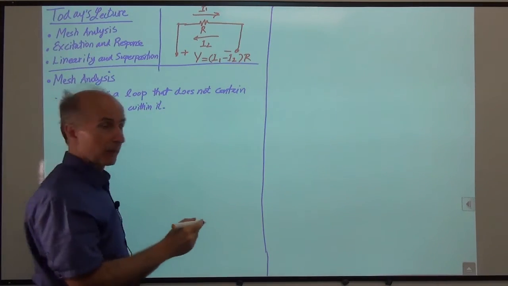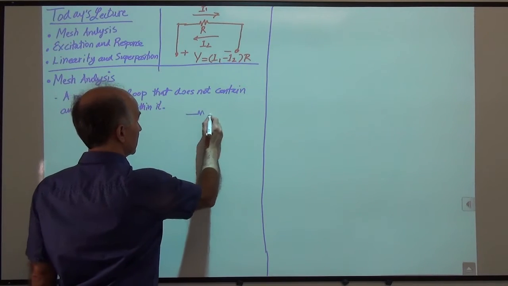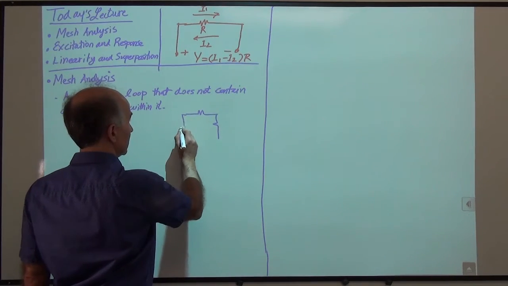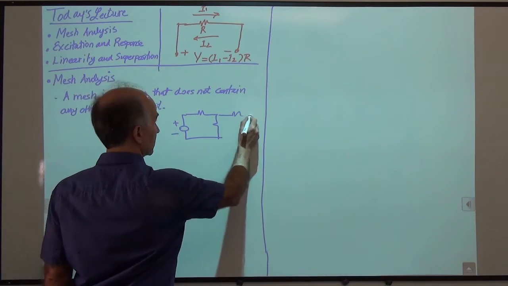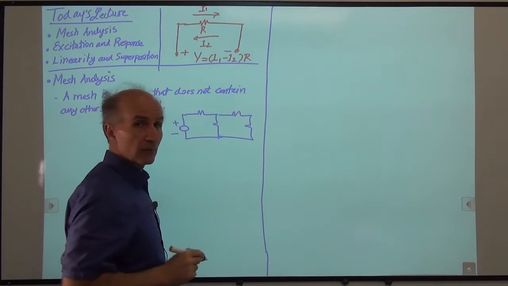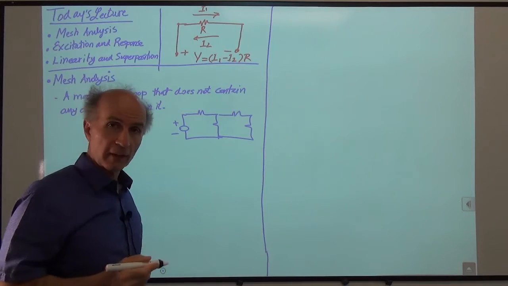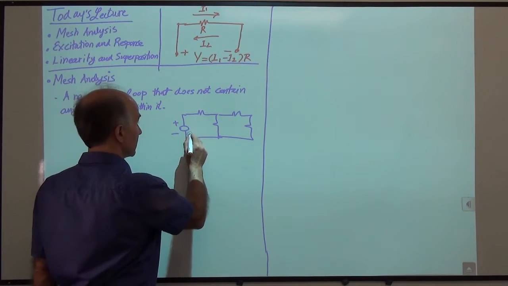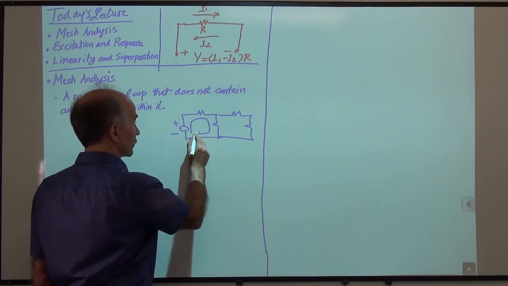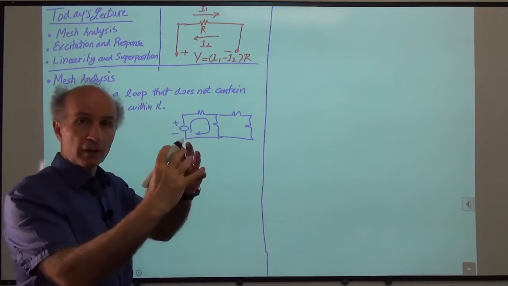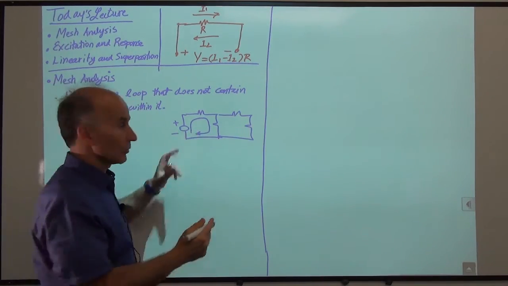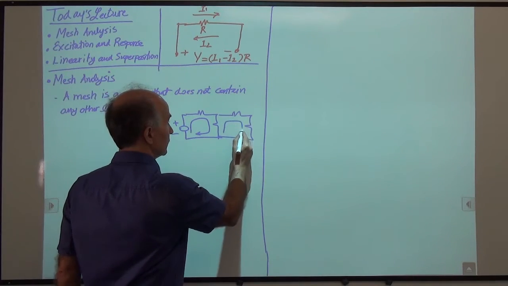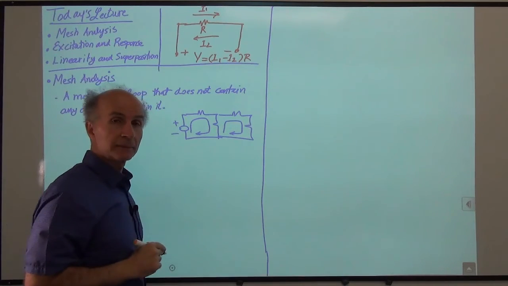Okay, so as an example, suppose I have something like this, a voltage source, some resistors, etc. I can identify a mesh. Here's one mesh, right? I go around this loop, that's a mesh. This is the smallest loop you can find. There's nothing else inside it. There's another mesh. Sure, this is another mesh, right? You go around this loop, that's another mesh.